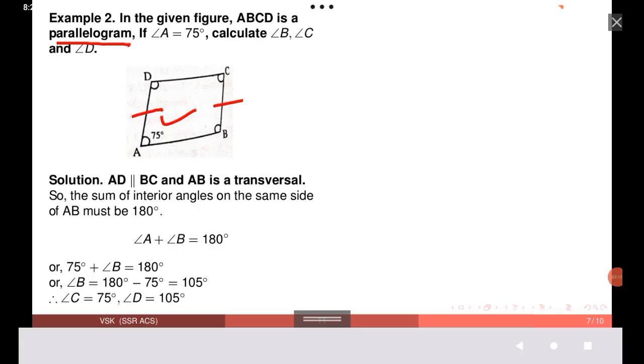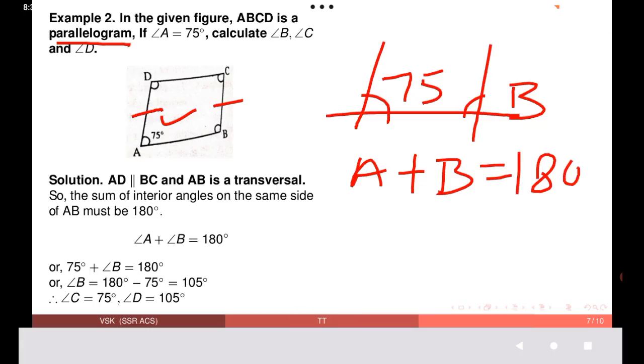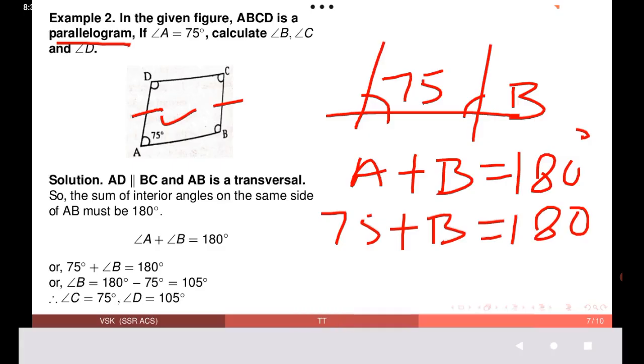So AB is transversal means you are having these two parallel sides and AB is cutting over here, and this angle is given as 75. So for the other angle B, angle A plus angle B, the sum of these two will be 180. This information we'll use. So this will be 75 plus angle B is equal to 180. So from this we can obtain angle B is equal to 105.